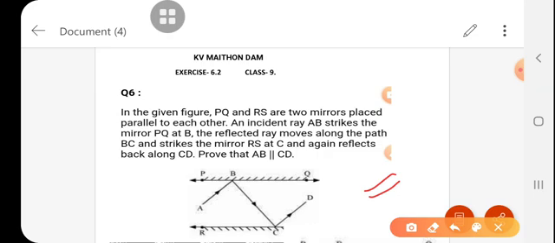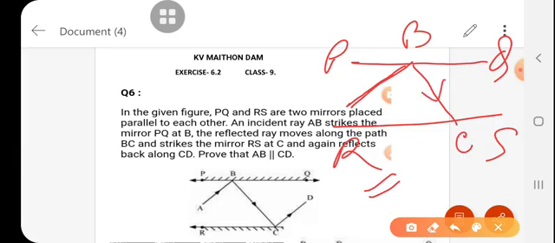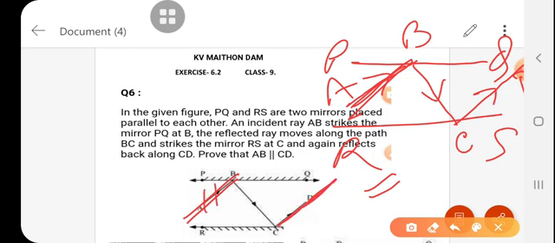This is the figure I have drawn here. A mirror is there, the name is PQ. Another mirror is there, and the name is RS. An incident ray strikes at B, and then it reflects toward here, and the name of this point is C, and it again reflects in this way, and this is named D. So you have to prove that the line AB is parallel to CD. These two lines have to be parallel, you have to prove.